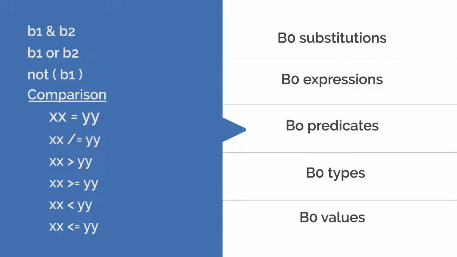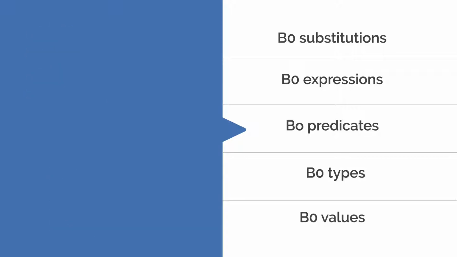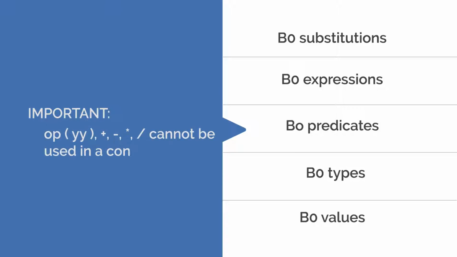So we have equality, XX equals YY, inequality, XX different from YY. We have greater than, greater or equal, less than, and less or equal. It's very important to notice that some expressions cannot be used in a condition, and that includes all the arithmetic expressions and the operation calls. So operation calls and arithmetic expressions cannot be used in a condition.